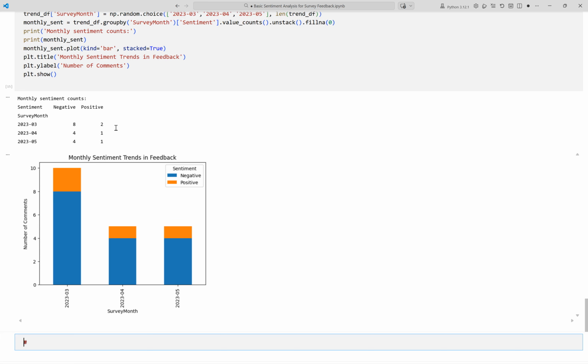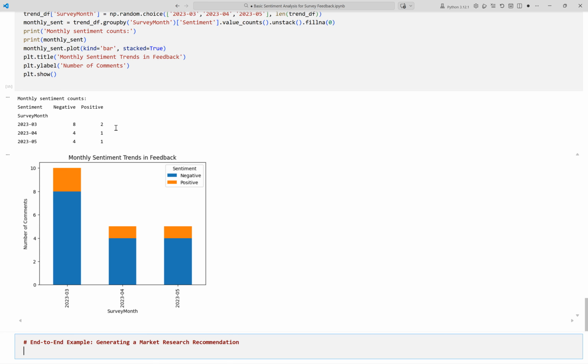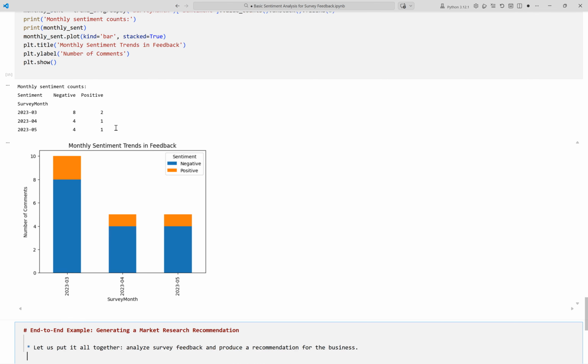End-to-end example: generating a market research recommendation. Let us put it all together, analyze survey feedback and produce a recommendation for the business. We will summarize sentiment, segment results, and suggest an action based on the data. Running the cell now.